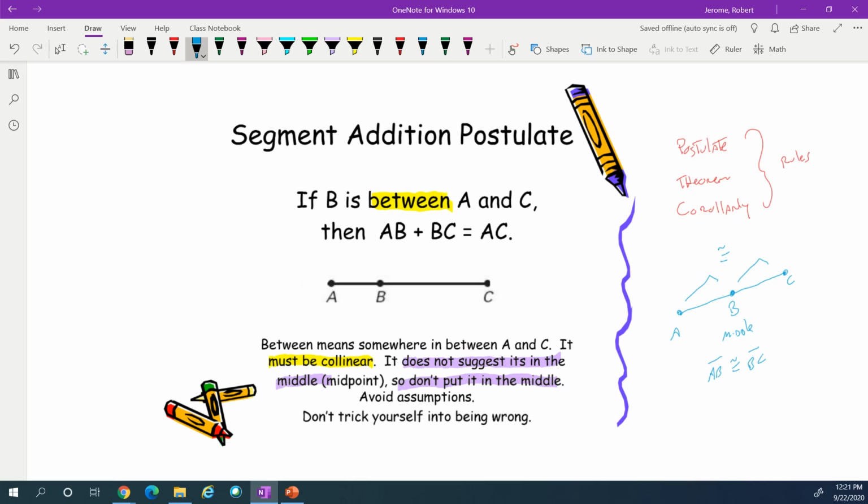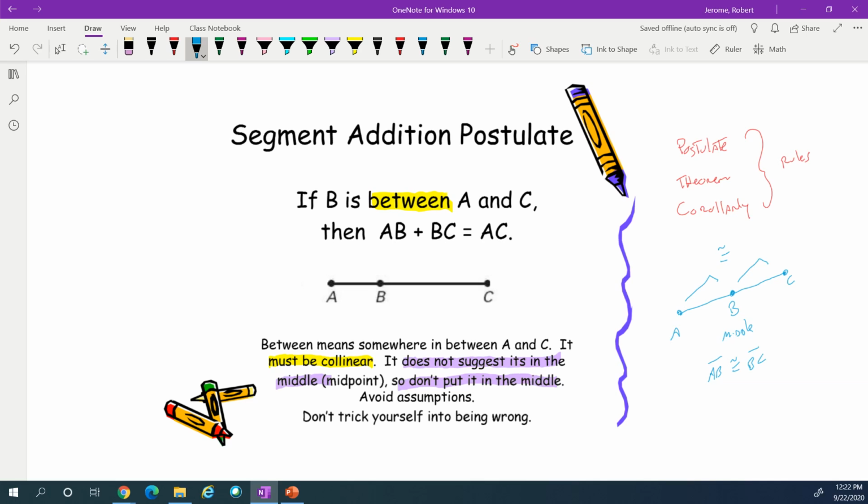So when you draw this yourself, take that point there and shift it left or right a little bit. If you put it in the middle, you're going to trick yourself into making a lot of mistakes that you can easily avoid. So again, whenever I draw this, I'm going to label my endpoints, and then that other point is somewhere on there, but I'm going to shift it left or right.